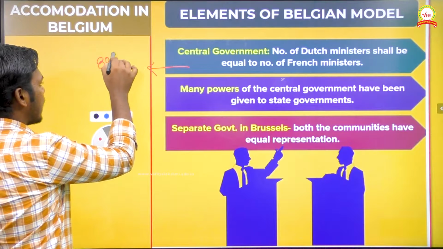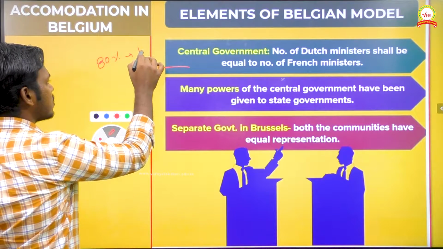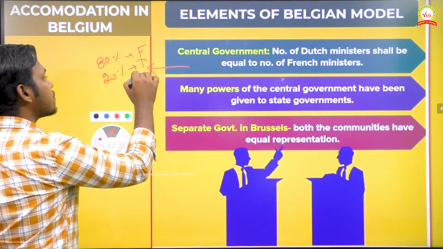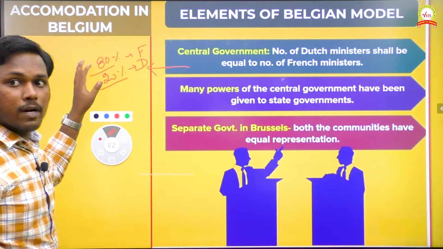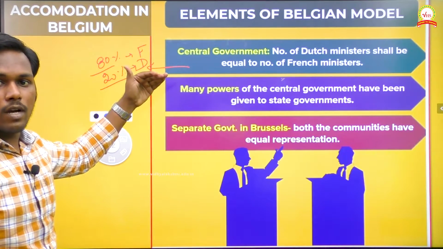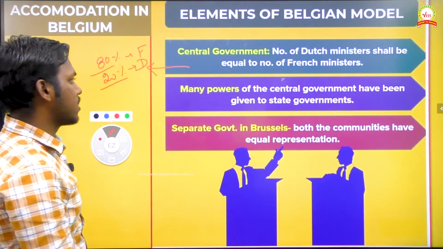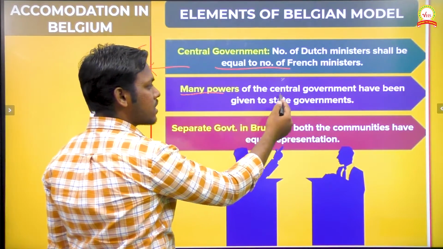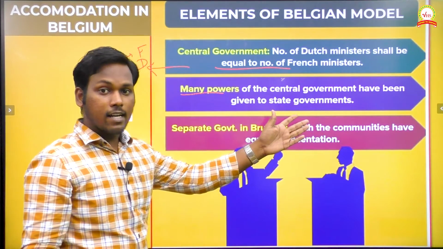Here we know that 80% are French speakers and 20% are Dutch speakers. Irrespective of the population, they have considered each other's feelings. So equal representation was made, and many powers of the central government have been given to the state governments.